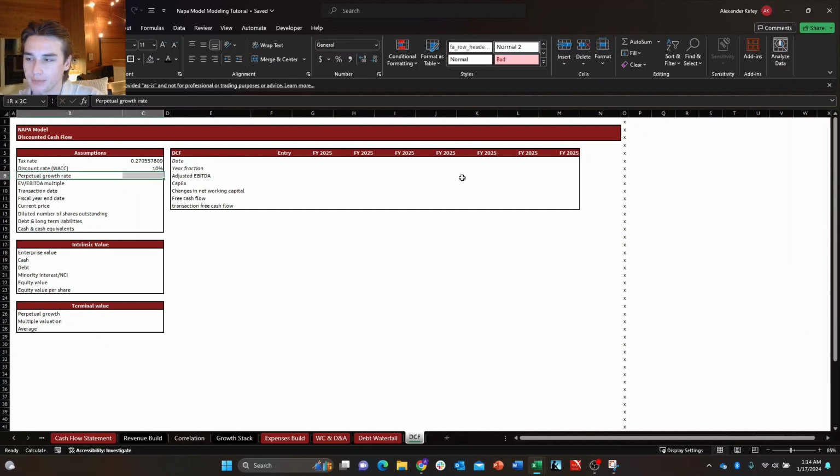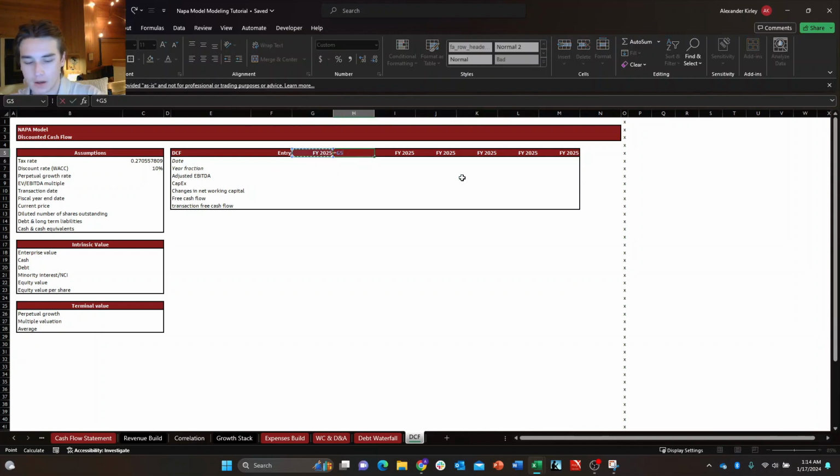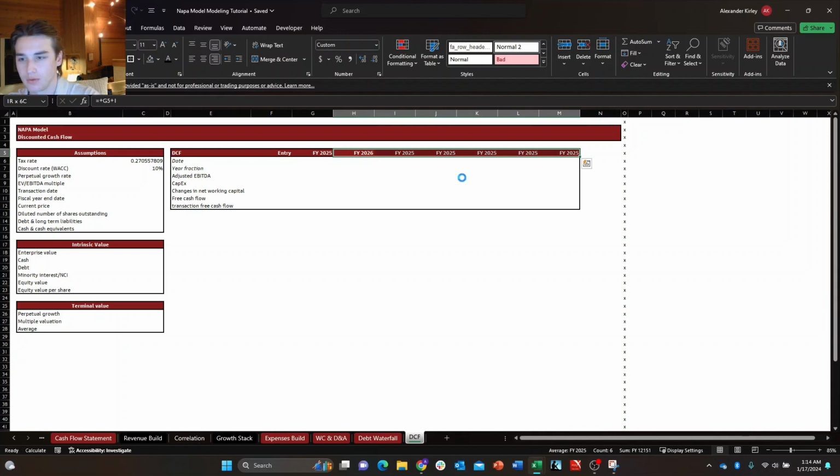Now, perpetual growth rate, this is basically saying that we're going to be applying this to our terminal value, our stage 2 cash flows. So our stage 1 cash flows is what we projected out here. And then we also have our stage 2 cash flows, which is basically known as our terminal value. And the terminal value is stating that this company isn't going to completely just go out of business and fall off of the face of the earth. It's going to continue to exist.